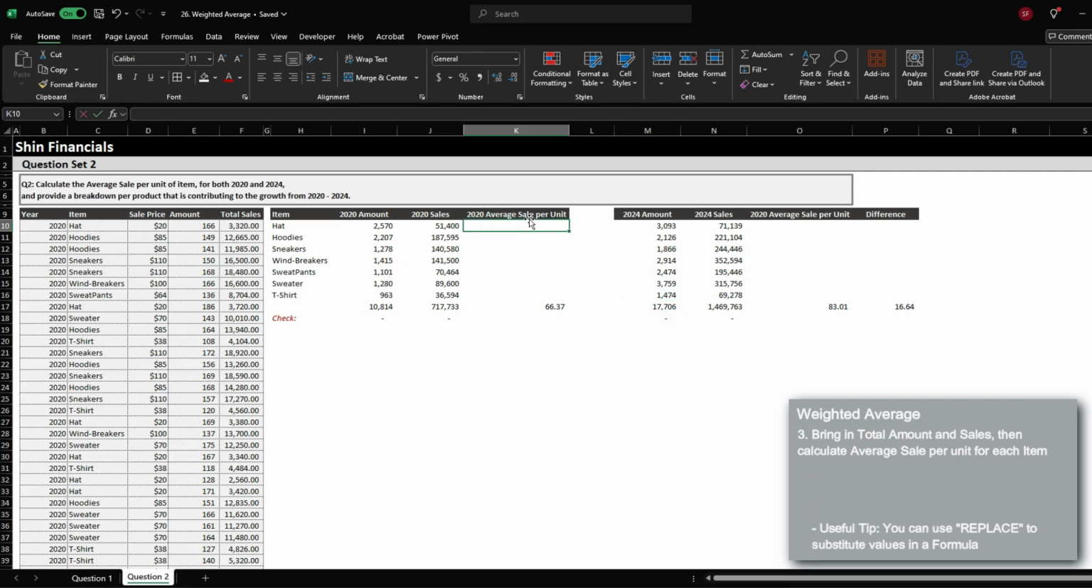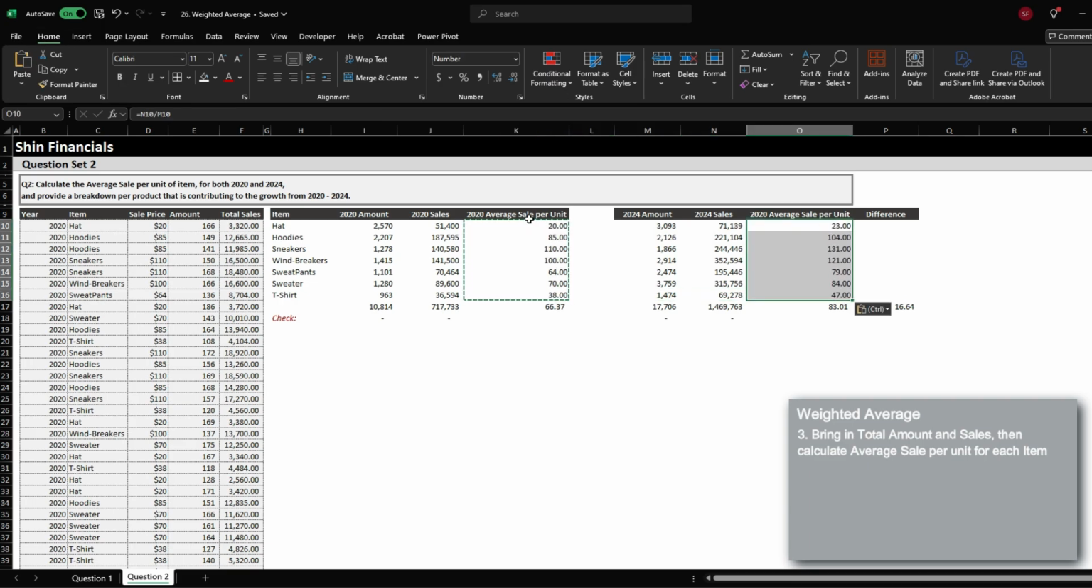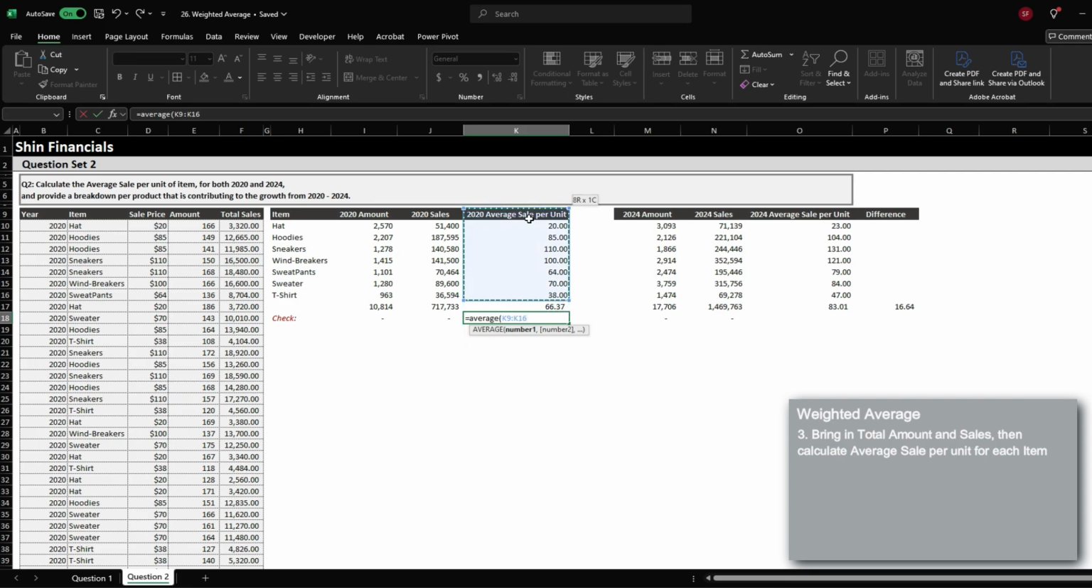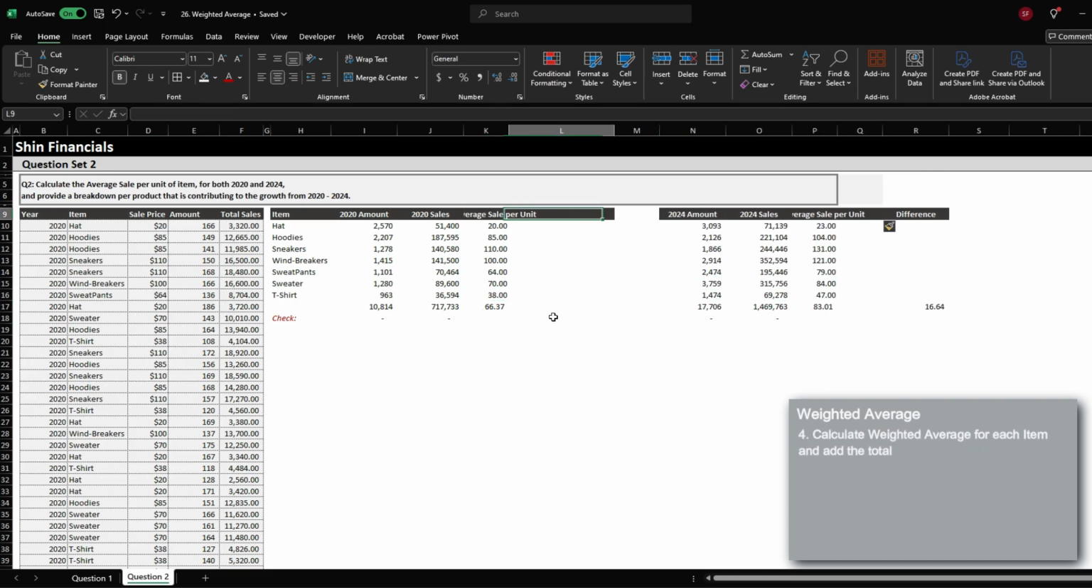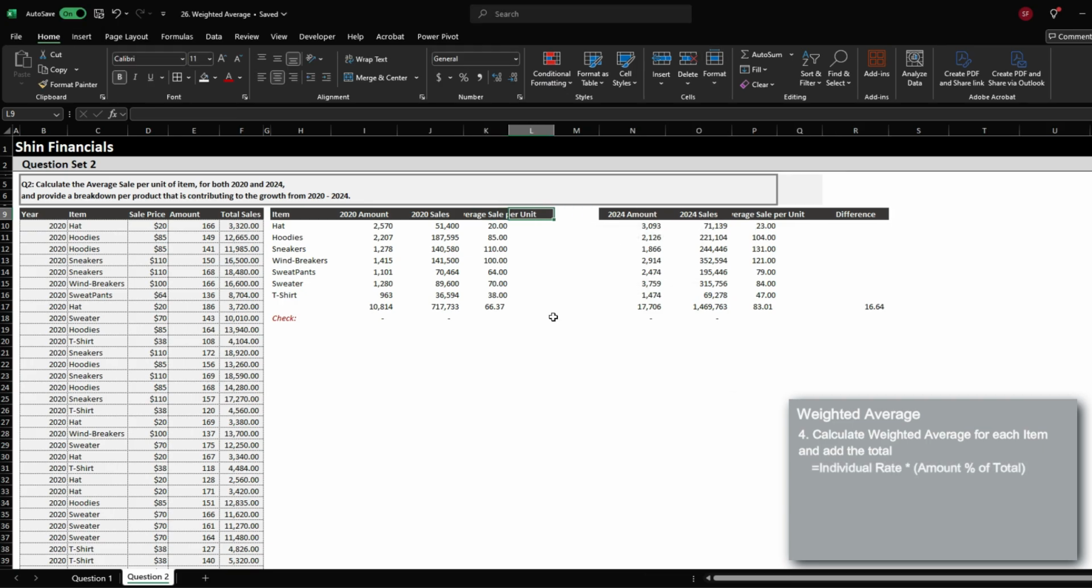So now we have average sales per unit. So we're going to divide sales by the amount. And then again with 2 decimal places. And I do the same here as well. So if we assess the average over here, again, it's not going to get you the 66.37. So we need to, again, add one more column. And for here, we're going to assess the weighted average sale per unit.